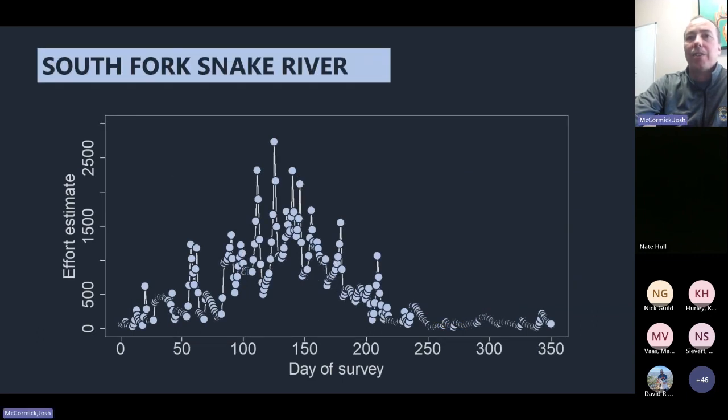And this is the figure. So these are the estimates that we get for effort from the density-dependent model. And it's very similar to what we get from the density-independent model. But now we estimate this parameter K. And this shows that the dashed yellow line is the carrying capacity or equilibrium population for the South Fork of the Snake River.